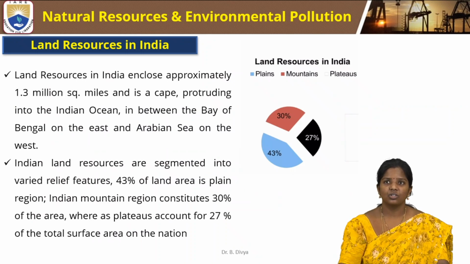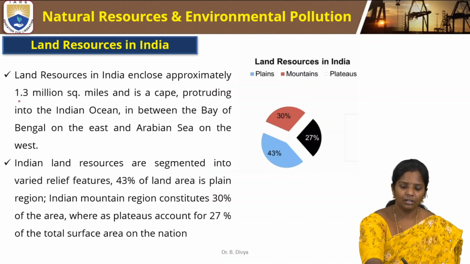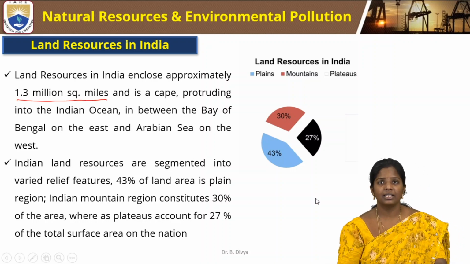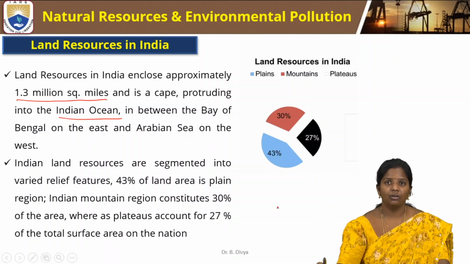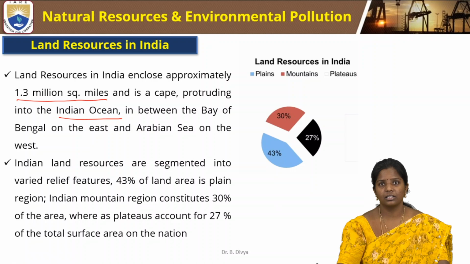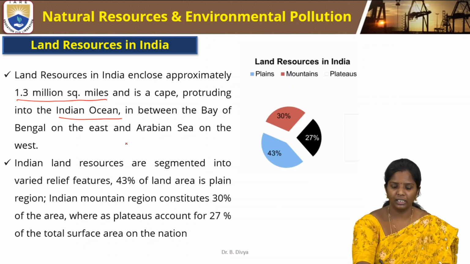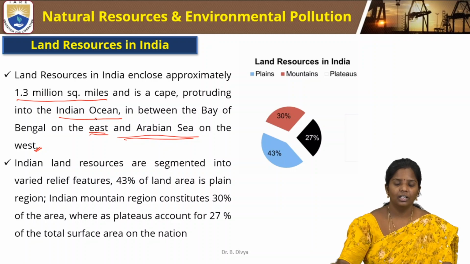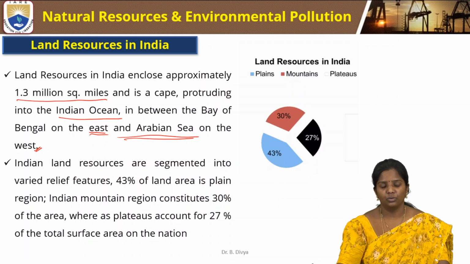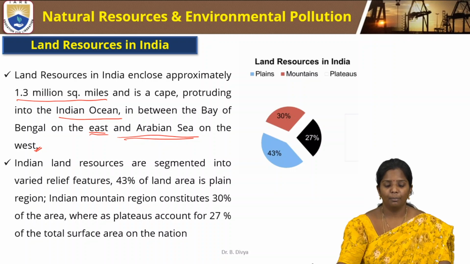So what are the land resources that we have in India? They are approximately 1.3 million square miles, and India is a cape protruding into the Indian Ocean. Our land, the Indian continent, protrudes into the Indian Ocean between the Bay of Bengal and the Arabian Sea. So it is the Bay of Bengal in the east and the Arabian Sea on the west, and in between we have India with the Indian Ocean. So we have an area of around 1.3 million square miles.